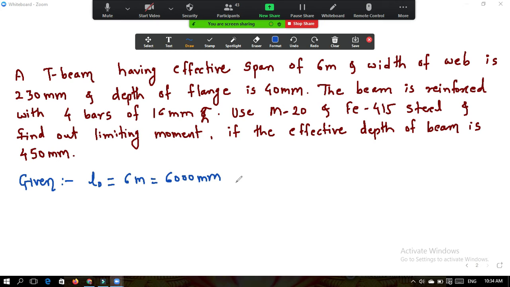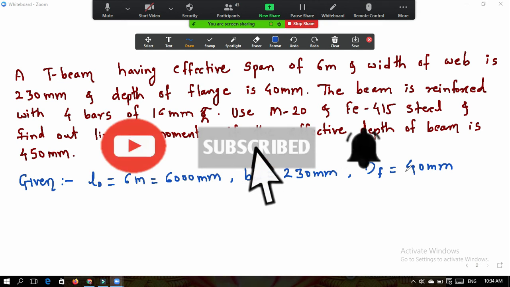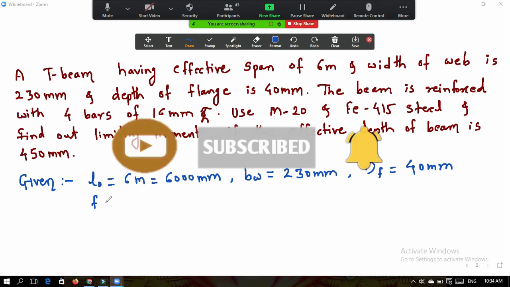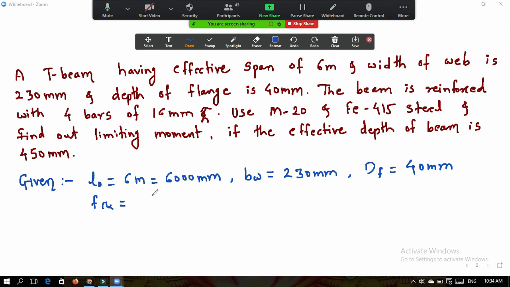So BW then. Width of web, it is 230 mm. Then DF, depth of flange, it is given as again 40 mm. Okay. Then FCK, the value of FCK is 20 Newton per mm square.